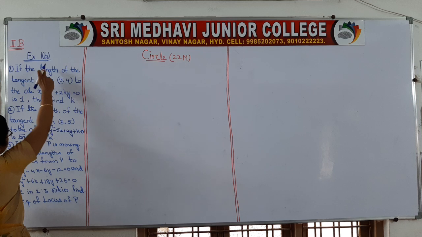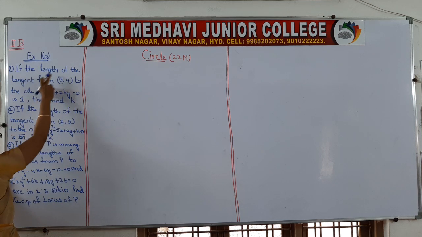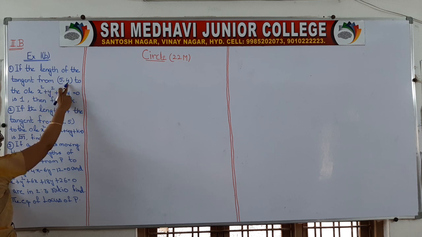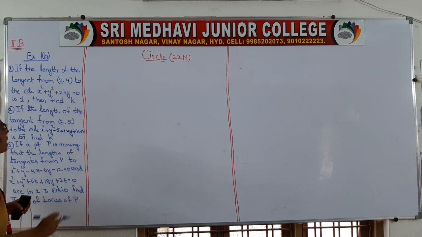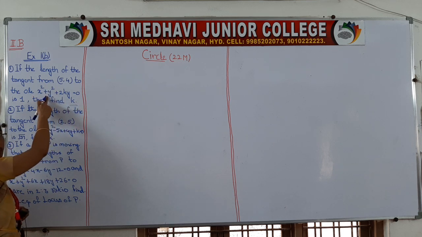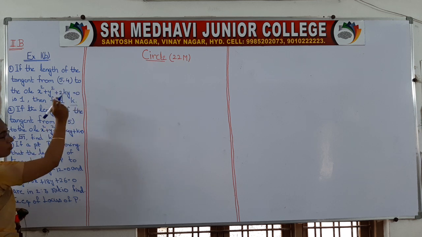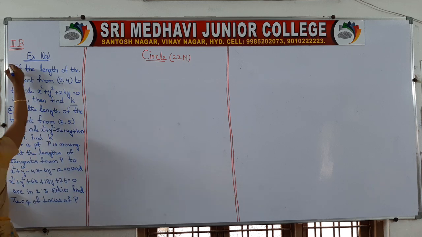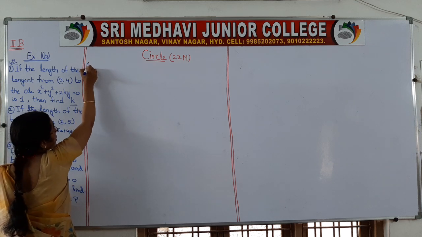Exercise 1b. See the first question. If the length of the tangent from (5, 4) to this circle is given as 1, then find k. One circle equation is given to us, but in that k is there, and one point is given to you, that is (5, 4). We have to find the k value. It is a 2 marks question, the most repeated 2 marks question. So how will we solve that question?